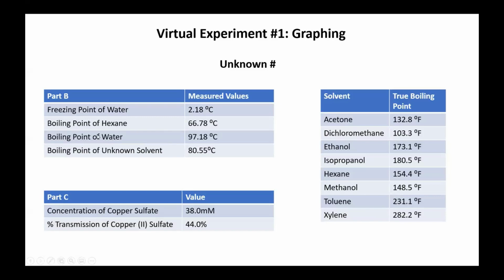So what you'll be doing is preparing a graph where these three measured values, freezing point of water, boiling point of hexane, and boiling point of water, are graphed on the x-axis, where the correct true values are graphed on the y-axis. And that should give you a straight line, which you will calculate the slope and the intercept for. You're determining the equation of the line. What is the calibration? What is the correction factor for this particular thermometer?